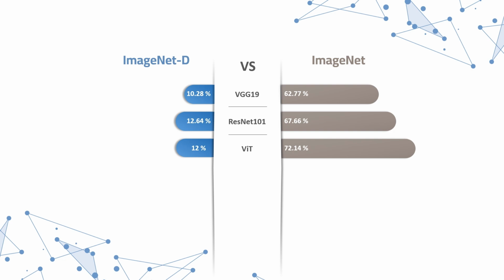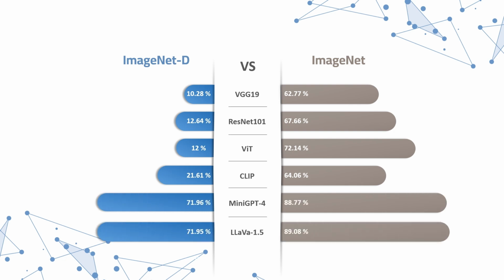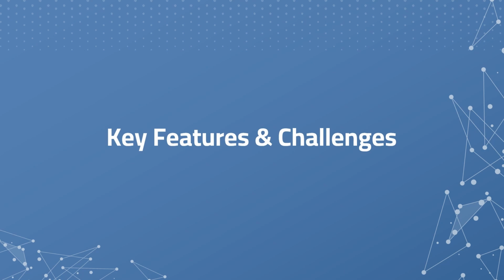Even state-of-the-art foundation models like CLIP aren't immune. The CLIP ViTB/32 model, known for its robustness, experiences a drop of around 42%. The challenge extends to vision language models as well. Mini-GPT-4 and LLaVA 1.5, two of the most advanced multimodal models, each experience a drop of around 17%. These numbers aren't just statistics. They highlight ImageNet-D's effectiveness in exposing weaknesses across a wide range of architectures, from traditional CNNs to transformers and foundation models. What makes ImageNet-D truly remarkable?